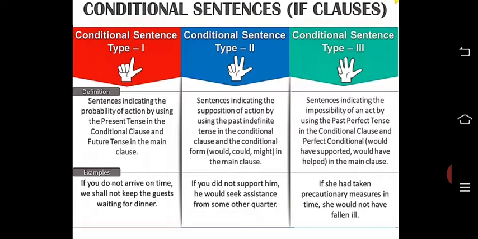So conditional 1 means probable, possible: start with present, end with future. And then conditional clause 2, improbable, imaginary: start with past form and end with past form, that is would plus verb 1. And then conditional clause 3, as I said, starts with past perfect and closes with the perfect conditional, would have plus V3.